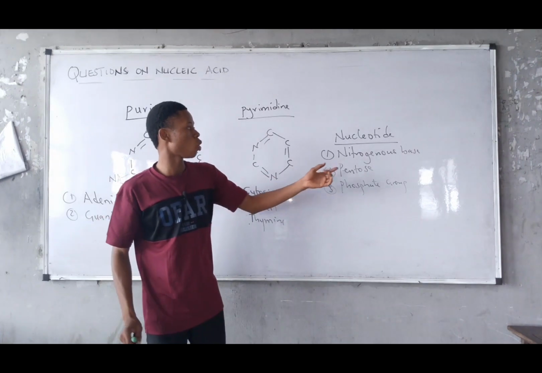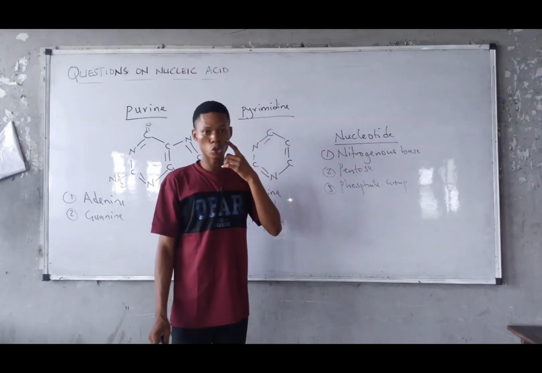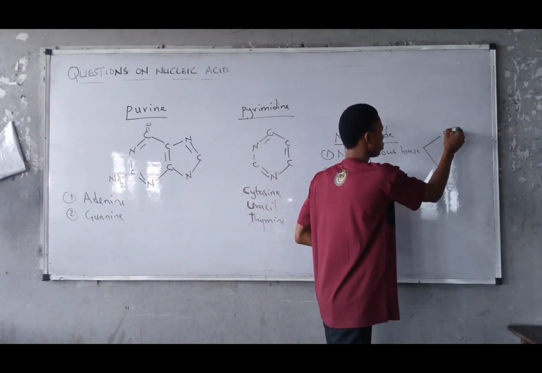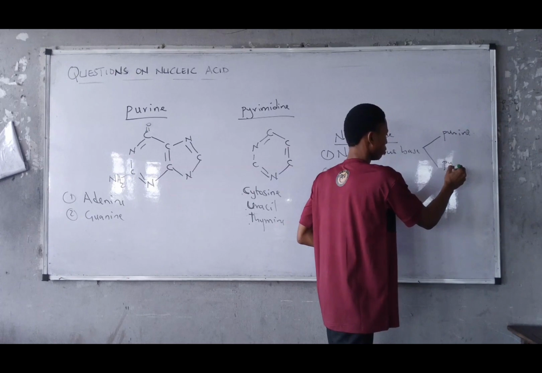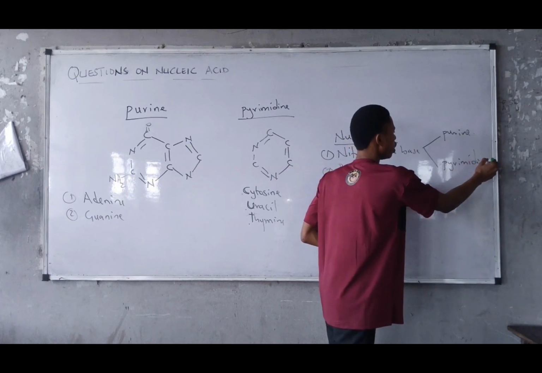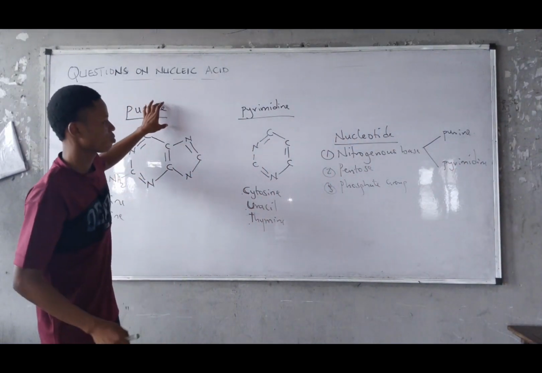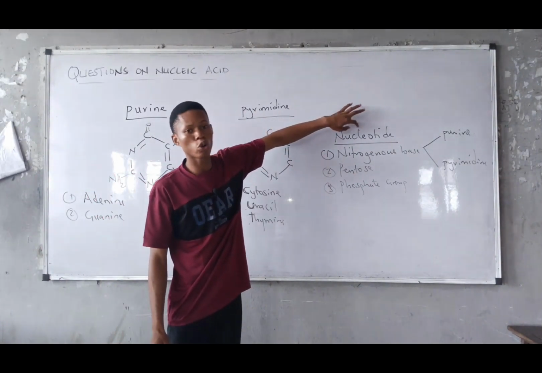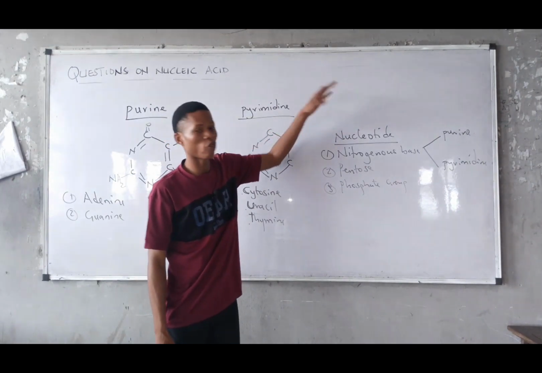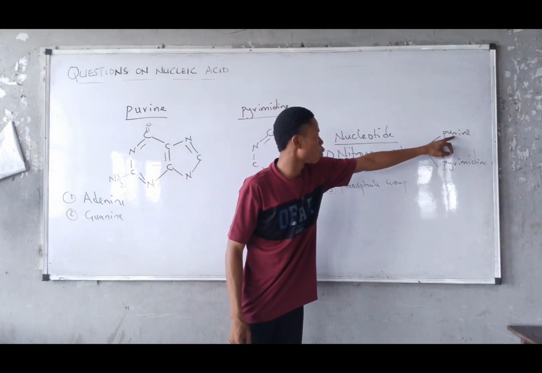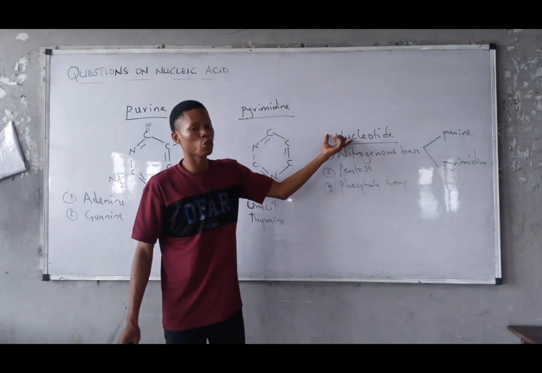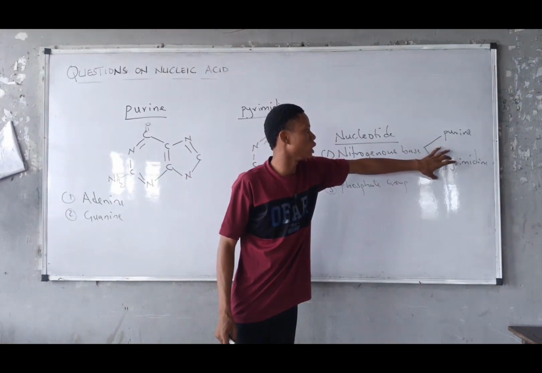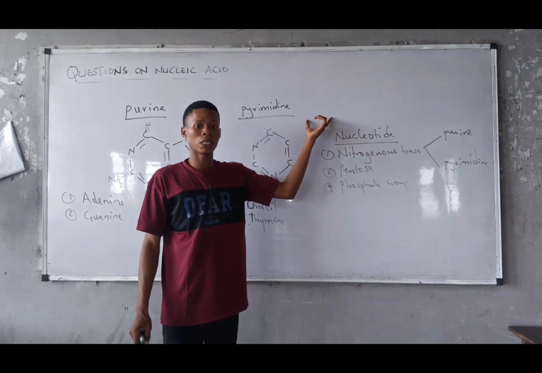So a nucleoside contains only nitrogenous base and pentose sugar. Now the nitrogenous base here can either be a purine or a pyrimidine. We are coming back to this now. So you can see that we said the building block of nucleic acid is our nucleotide. And now we are seeing purine and pyrimidine as part of the building block, as part of the nucleotide. That means without purine or pyrimidine, there will be no building block for nucleic acid.